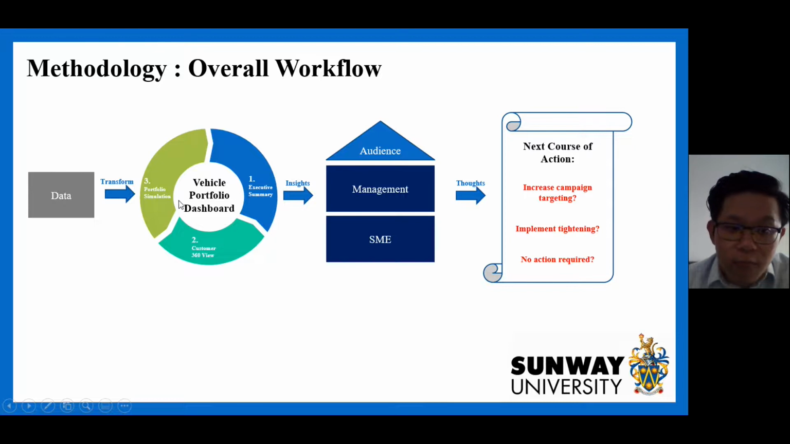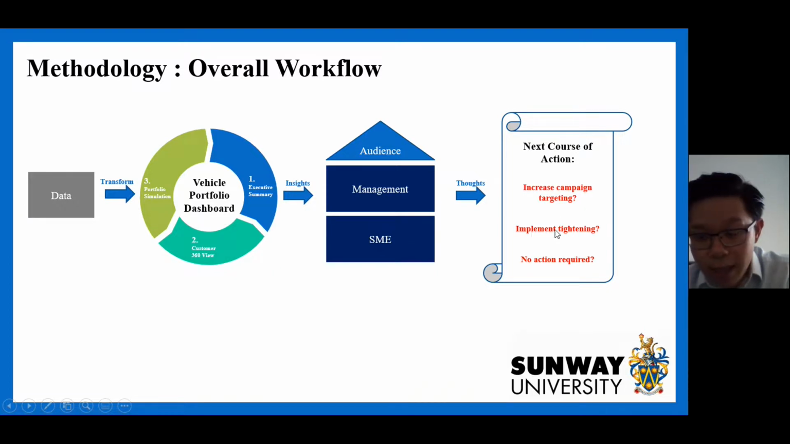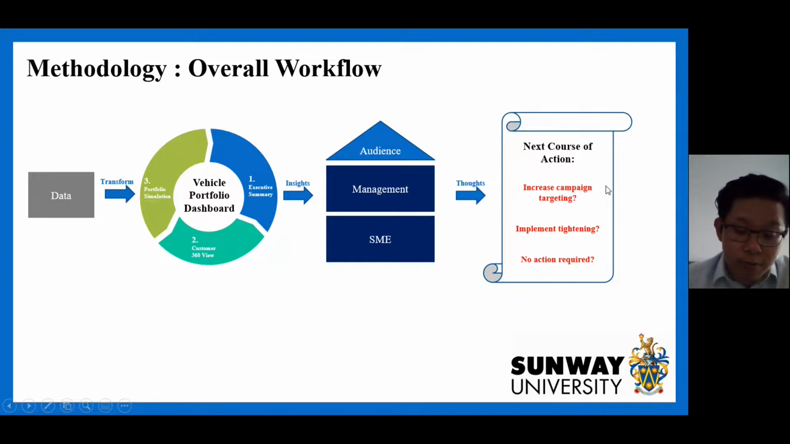With this vehicle portfolio dashboard, it will provide the insight to the audience, which are the management and the subject matter expert, to enable their knowledge on the vehicle portfolio and come up with the next course of action, which is, for example, increase the campaign targeting, implement tightening, or no action required.